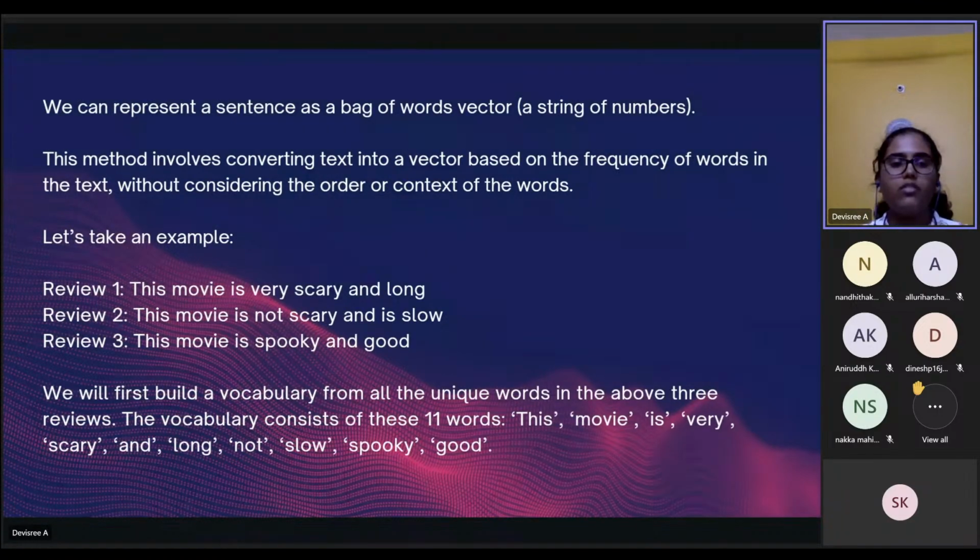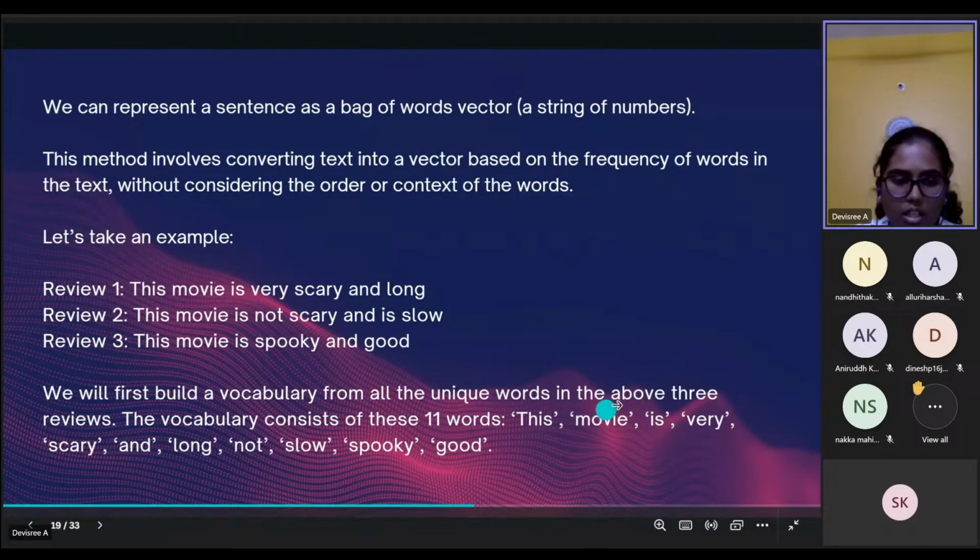For that, firstly, we'll build a vocabulary from these 3 given reviews. To build a vocabulary, we need to consider all the unique words from all the reviews. There are 11 unique words, namely: this, movie, is, very, scary, and, long, not, slow, spooky, good. So these are all the unique words.